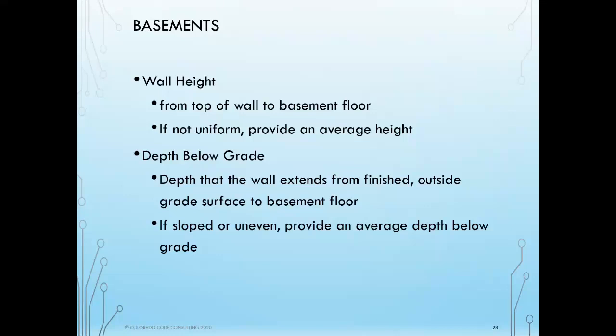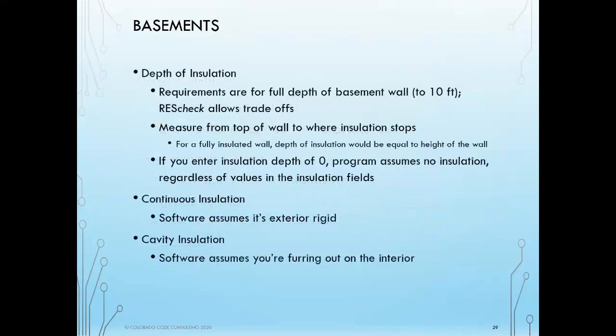There was a time where you could get away with insulating just half the wall. You can't do that much anymore. Nine times out of 10, they're insulating the entire height. Here, the requirement is it has to be at least as deep as the wall is tall, but it doesn't have to be more than 10 feet. Measure from the top of the wall to where the insulation stops, and nine times out of 10, it's going to be the same height as the wall, from what I've seen. If you put in 0, it's going to assume you don't have anything. You're not going to have any insulation at all. Continuous insulation, the software assumes it's on the exterior, but it doesn't necessarily have to be. It could be on the interior and still work.